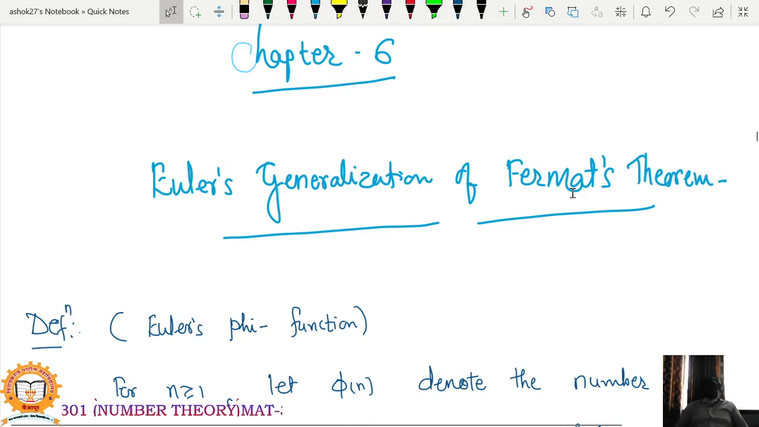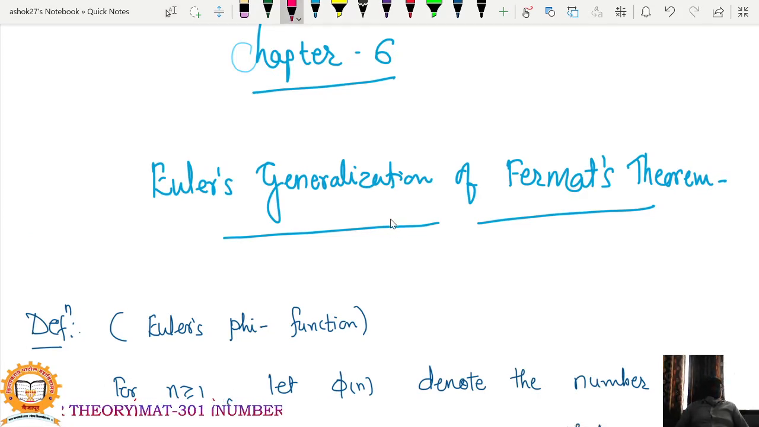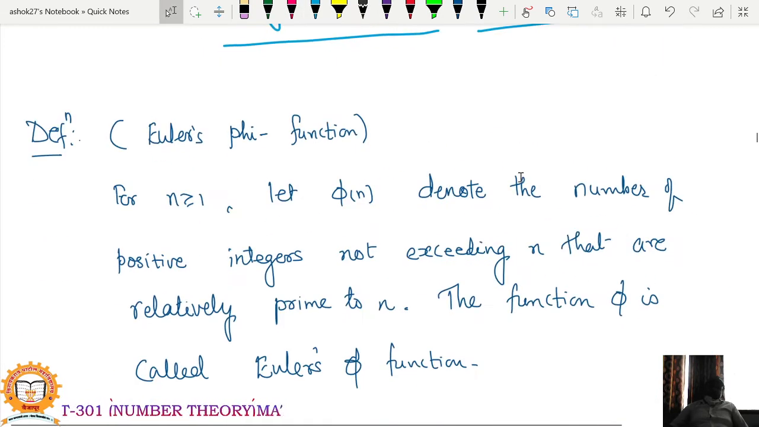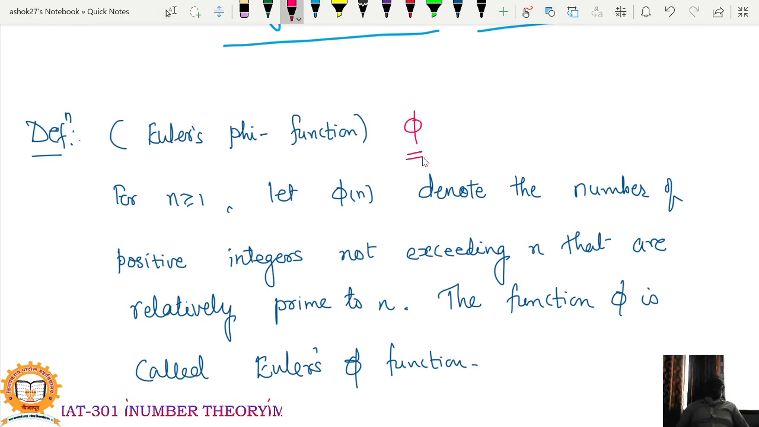Next chapter, that is chapter number 6, Euler's generalization of Fermat's theorem. In that we will see Euler's phi function. What is the definition of Euler's phi function? So this is Euler's phi function, for n greater than or equal to 1. Let phi of n denote the number of positive integers not exceeding n that are relatively prime to n. It means the number of positive integers which are less than n and which are relatively prime to n. So that number is nothing but phi of n. The function phi is called Euler's phi function.